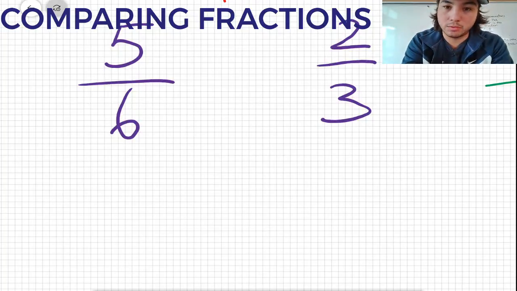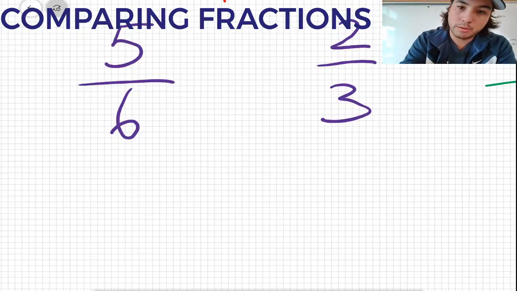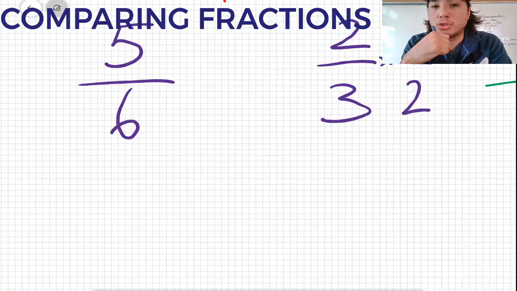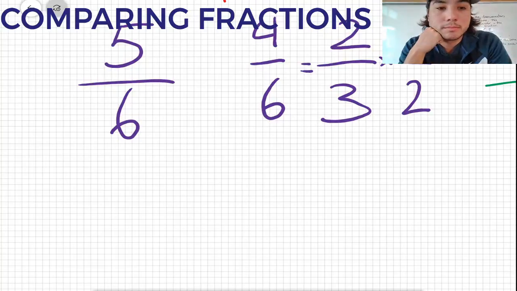3 times 2. Let me change to the purple pen here. We're on the purple problem. 3 times 2 is 6. And remember, equivalence of 1, so you want to multiply by 2 halves. Okay. 3 times 2 is 6. 2 times 2 is 4. So now we're thinking 5/6 or 4/6, pieces of the same size.